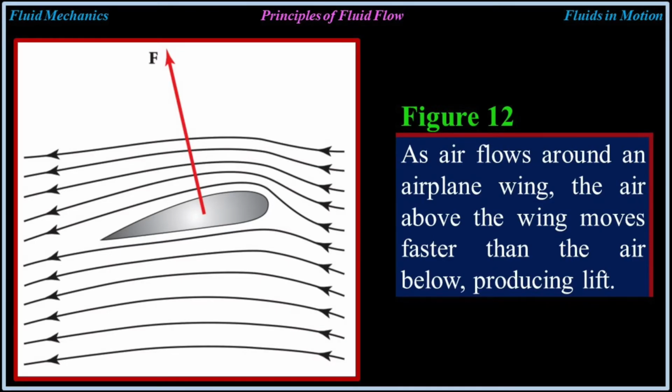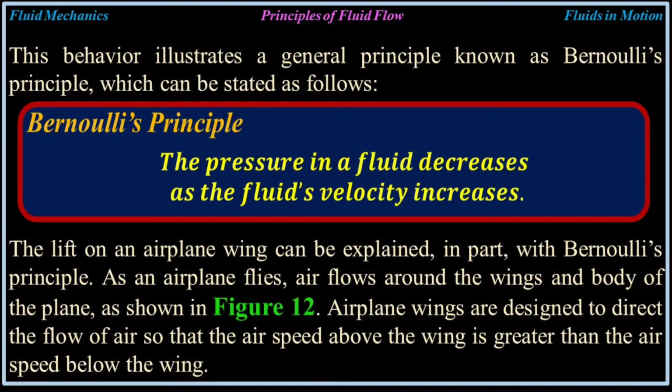Figure 12: as air flows around an airplane wing, the air above the wing moves faster than the air below, producing lift. Please study Figure 12 carefully. It has to do with Bernoulli's principle, and it becomes very important as we proceed. This behavior illustrates a general principle known as Bernoulli's principle, which can be stated as follows. Bernoulli's principle: the pressure in a fluid decreases as the fluid's velocity increases.